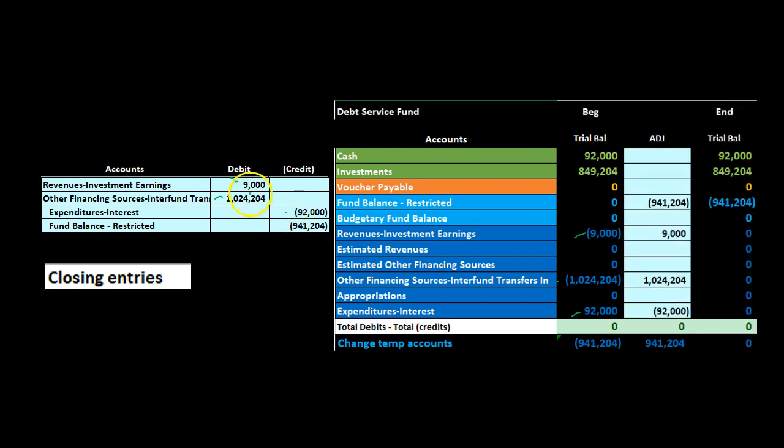If we then post that out, we're going to debit the 9,000, making it go to 0. We've got the other financing sources. We debit it to make it go to 0. And the expenditures, which we'll credit to make it go down to 0. And then we've got the 941,204 that we're going to credit to the fund balance restricted. It's still being there. Now, of course, we don't typically have a lot of activity in the debt service fund because we're tracking the debt service activity. So we're going to have the assets minus the liabilities equals the fund balance, which of course just includes the cash and the investments, adding up to equal the 941,204 in the fund balance.